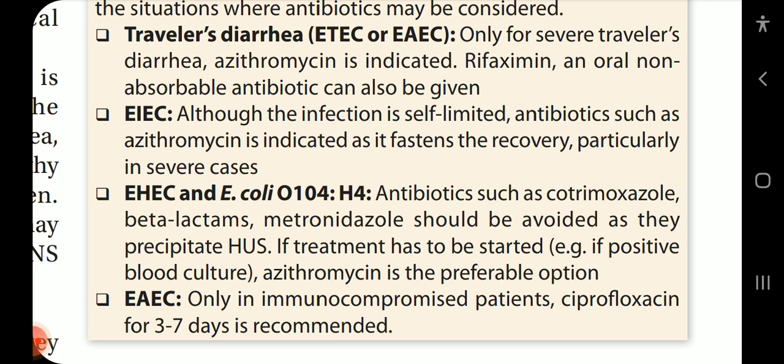EIEC: although the infection is self-limited, antibiotics such as azithromycin are indicated as they hasten recovery, particularly in severe cases. EHEC and E. coli O104:H4: antibiotics such as cotrimoxazole, beta-lactams and metronidazole should be avoided as they precipitate HUS. If treatment has to be started, for example if blood culture is positive, azithromycin is the preferable option. EAEC: only in immunocompromised patients, ciprofloxacin for 3 to 7 days is recommended.